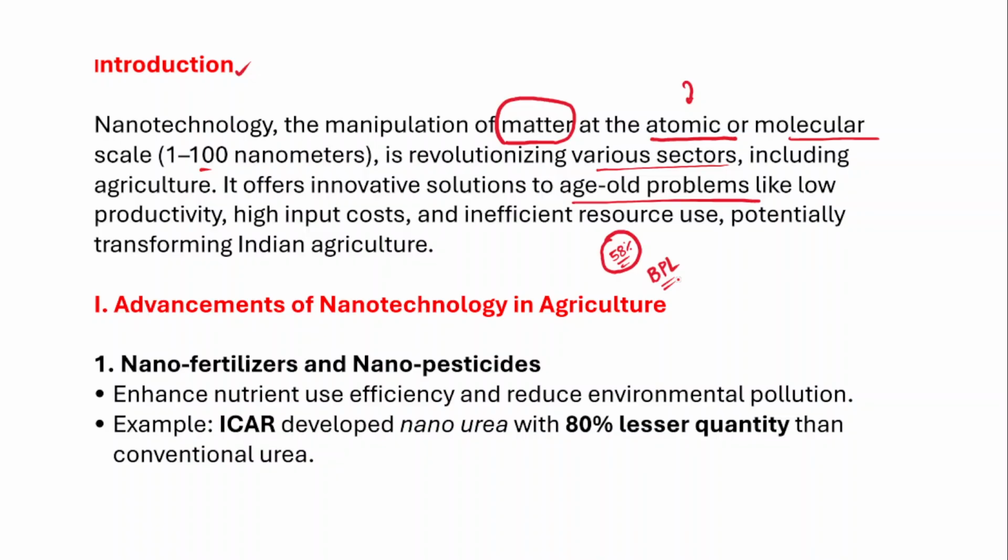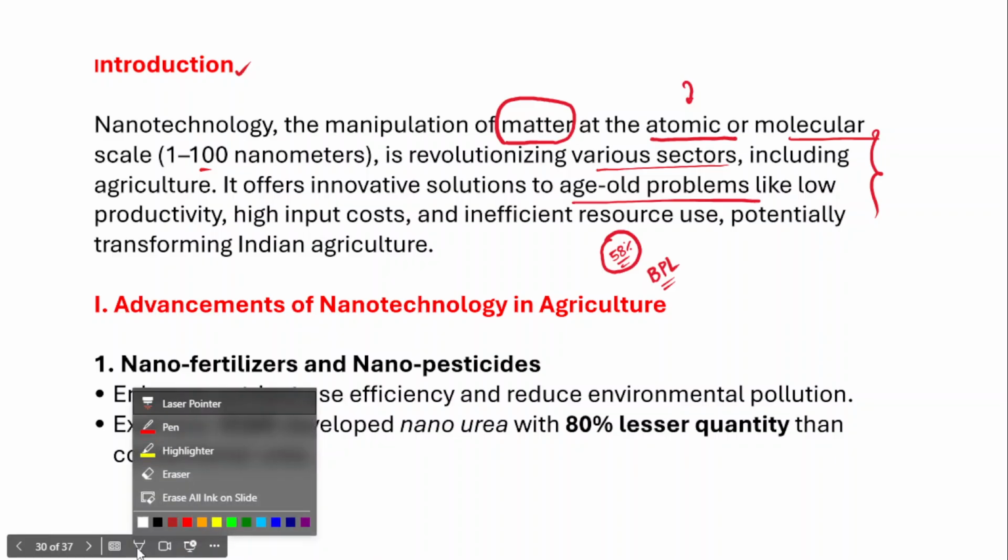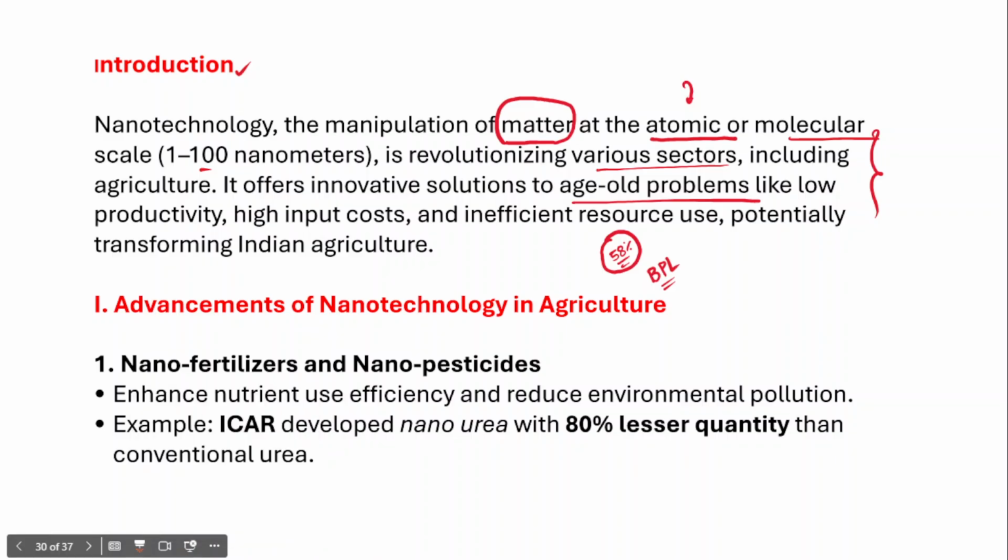And in fact, the agriculture sector has also been facing various other issues: low productivity, higher input costs, post-harvest losses, inefficient resource usage, right? So increased use of fertilizer, pesticides. There are a lot of problems which have been plaguing the existing agriculture sector. However, nanotechnology can offer sustainable solutions to address these problems. So let's understand how advancements of nanotechnology in agriculture will help deal with all these important issues.